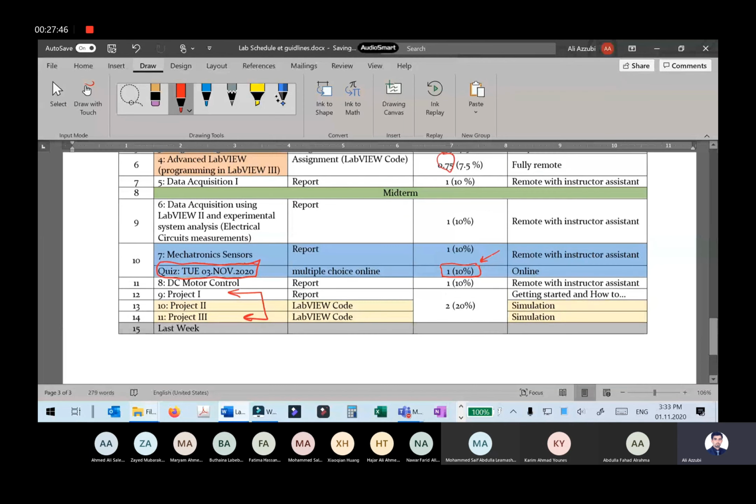Previously we had sensors 1 and sensors 2, two labs on sensors, and we had DC motor 1 and DC motor 2. Now this was cancelled, so we'll have only 1 lab on sensors, which is today's lab, and 1 lab on DC motors. So basically we are left with 2 labs to finish.